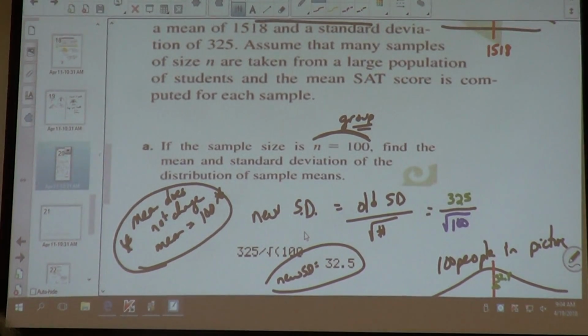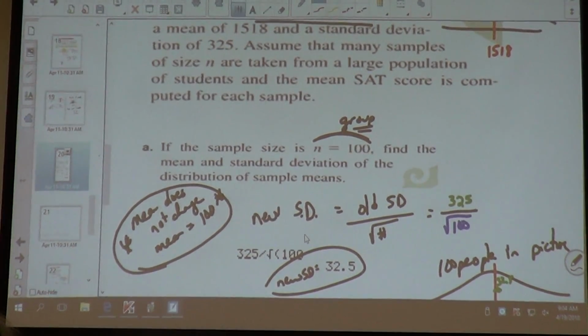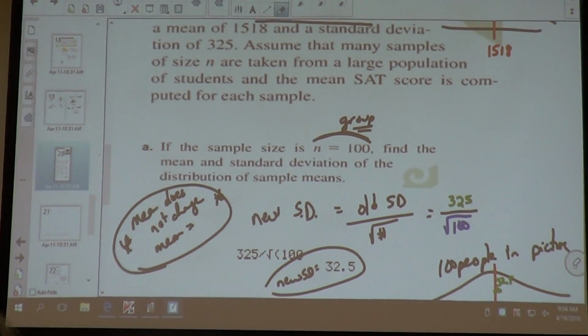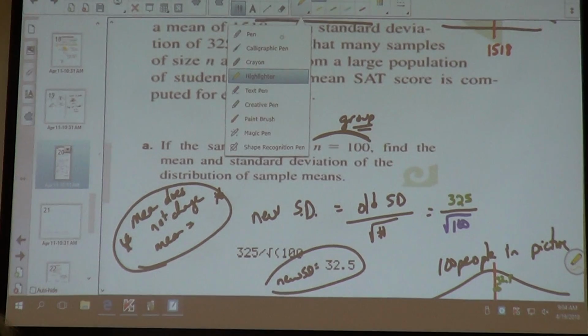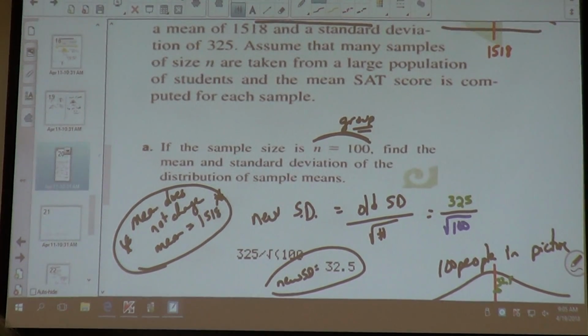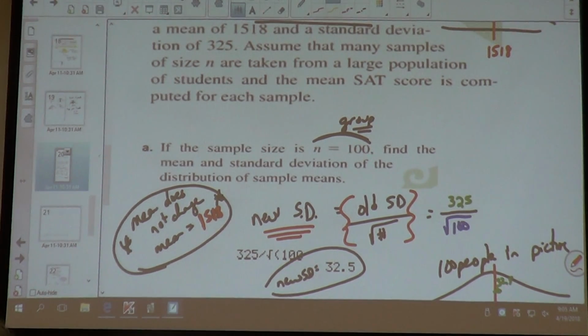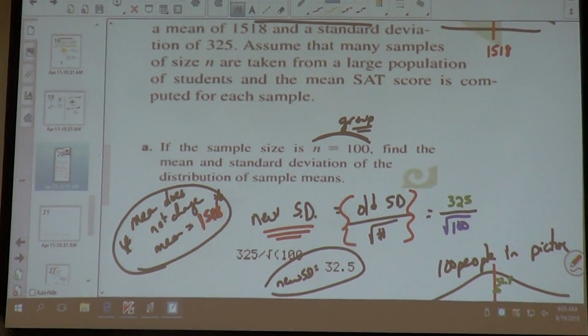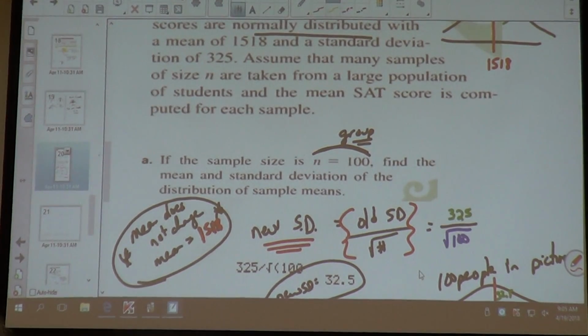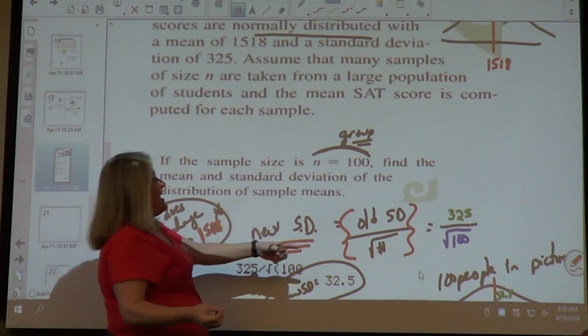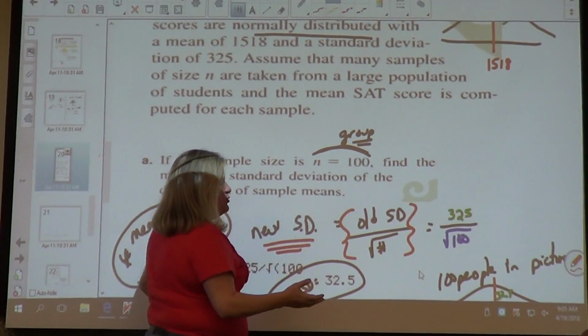I put 100, but it should have been 1518. I'm still stuck on that 100 and 116 problem. My mean is still 1518. Let me put it in red so it matches so you can see where it came from. My mean is still 1518. Now, this is a formula. It's on your formula sheet and we'll talk about it. Your new standard deviation is the old standard deviation divided by the square root of the size of the group.